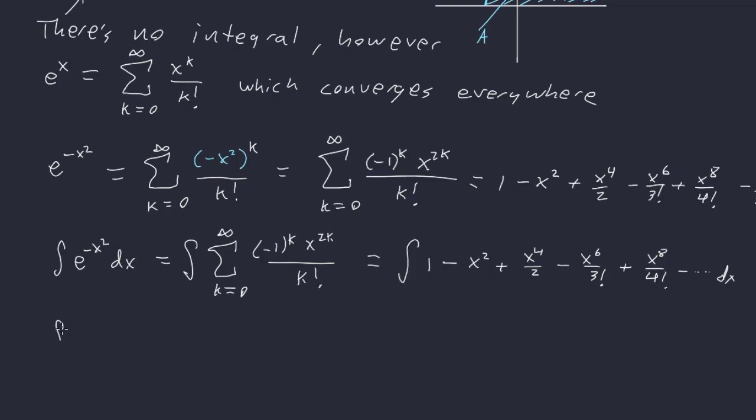Okay, so the integral of e to the negative x squared dx, well, I can integrate this, so it would be the series k going from 0 to infinity. Well, the constant doesn't change. That's still just negative 1 to the k. But now I'm going to take x to the 2k plus 1.